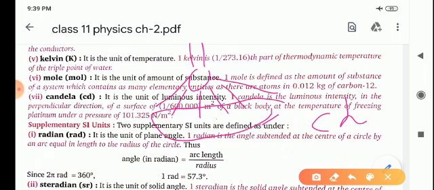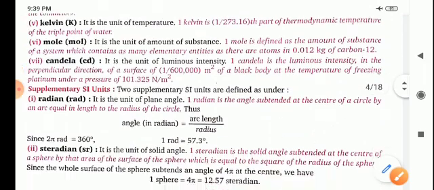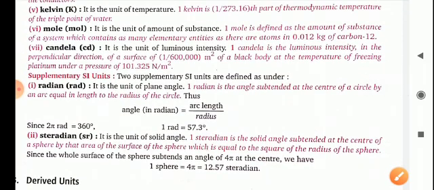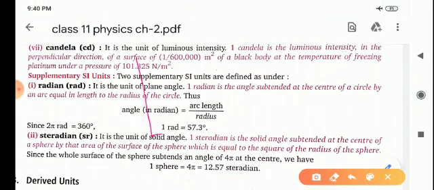Next part is the supplementary SI units. Two supplementary SI units are defined. First, radian. It is the unit of plane angle. What is a plane angle? For example, the angle between X and Y, that is 90 degree, is a plane angle.